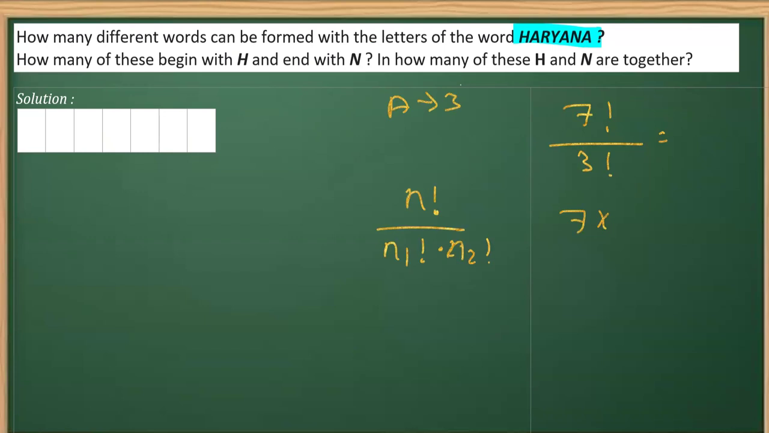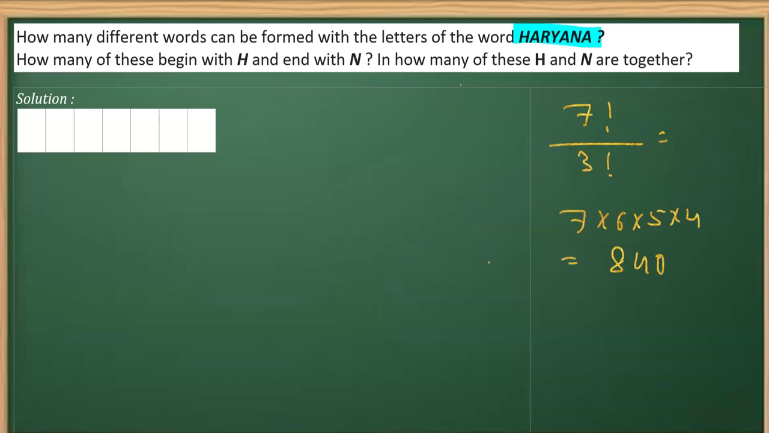7 into 6 into 5 into 4, and 3 factorial gets cancelled here. So the calculation will come as 7 into 6, 42, into 4, and that multiplied by 5. So that comes out to be 840. So 840 is the answer for the first part.